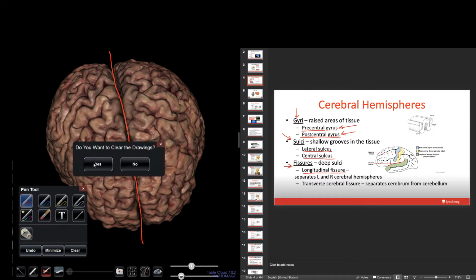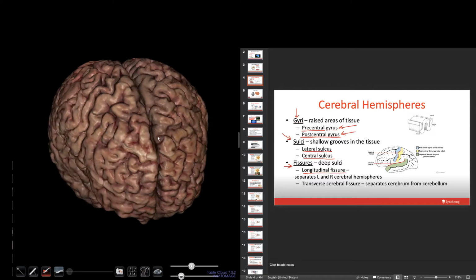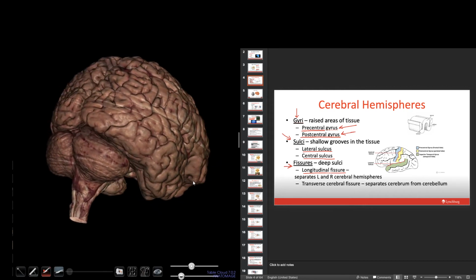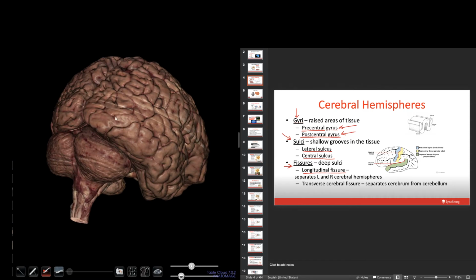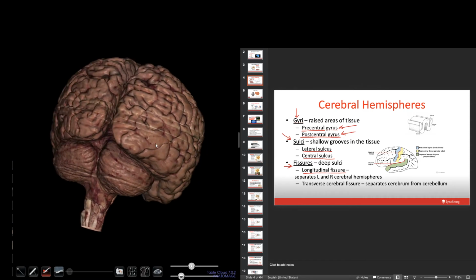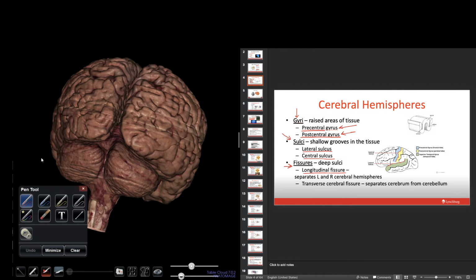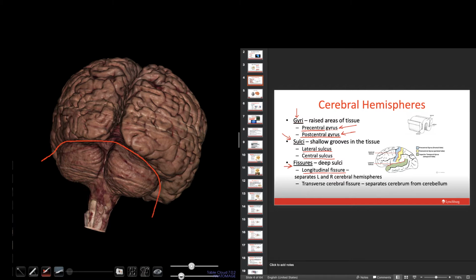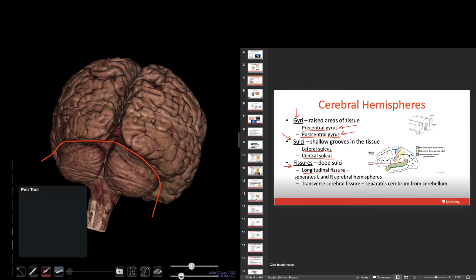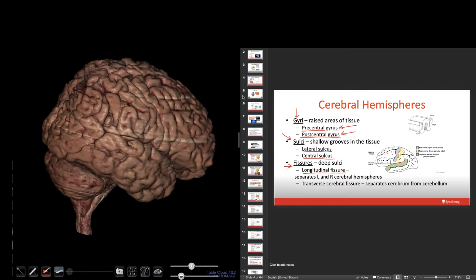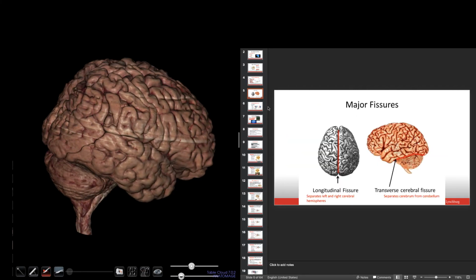Okay, now the second one is going to be the transverse cerebral fissure, and this is located posteriorly, and it's going to separate the cerebrum or cerebral hemispheres from the cerebellum, which is the structure right here. So again, I can indicate in this area here, this is the location of our transverse cerebral fissure. It's more posterior. Okay, and you have this on the image here.